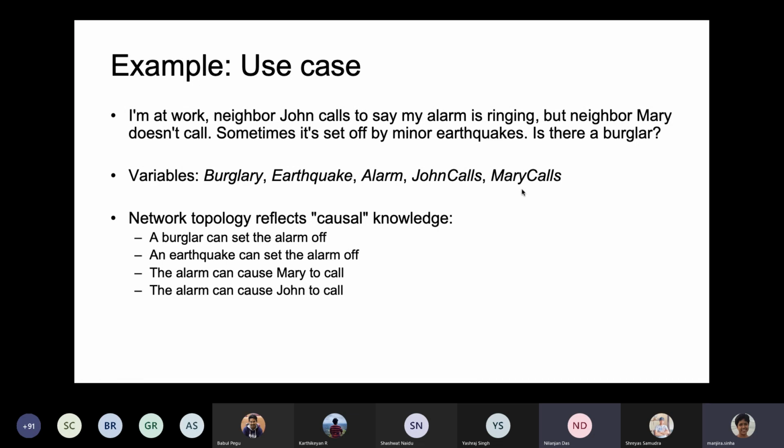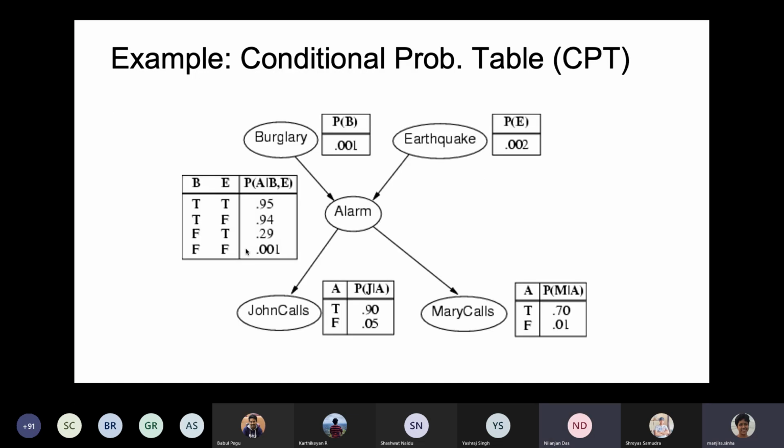So now my network topology should reflect the causal knowledge that a burglar can set the alarm off and an earthquake can also set the alarm off. The alarm can cause Mary to call, the alarm can cause John to call. So these are the causal knowledge that I know. Okay. So based on the knowledge and based on the variables, I construct this Bayesian network.